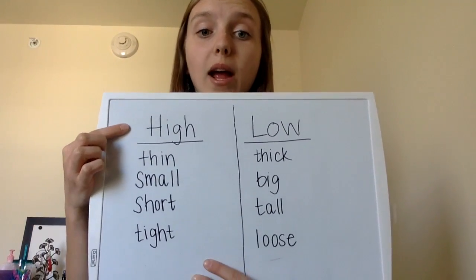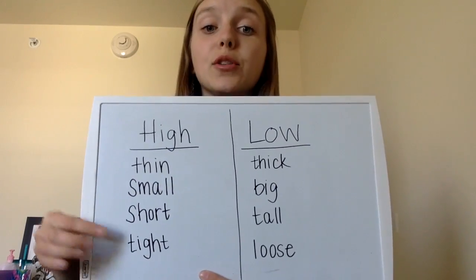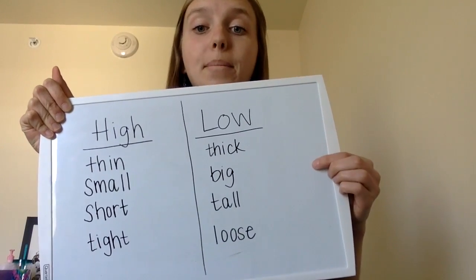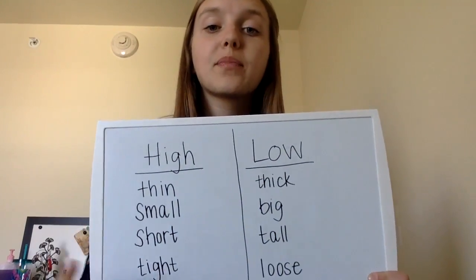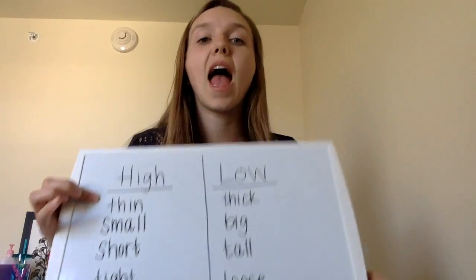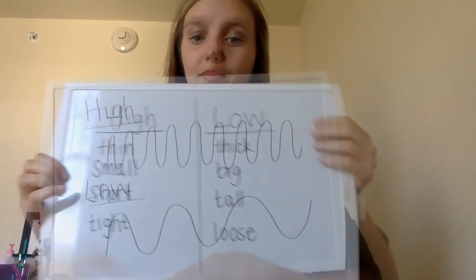A high frequency wave is thin, small, short, and tight, and it produces a high sound. Low frequency waves are thick, big, tall, and loose, and they produce a low sound. Think about the strings on a guitar. The lowest and thinnest string produces the highest sound because it is thin, just like the high frequency wave. And the thickest string on the guitar at the top produces a lower sound because low frequency waves are thick.